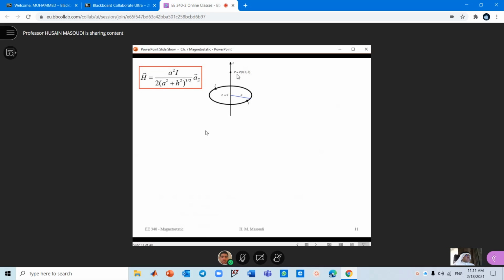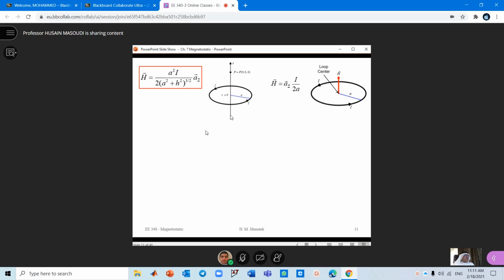Now this is valid for any point along the axis. So if we change H here, we can find the magnetic field, for example, in the center here. If I put H equal to 0, then the magnetic field is going to be I over 2A, AZ, and it is going to point upward along the Z direction. As a matter of fact, this is the strongest point in this expression, when H is equal to 0, in the center, because the magnetic field adds up from the whole ring.